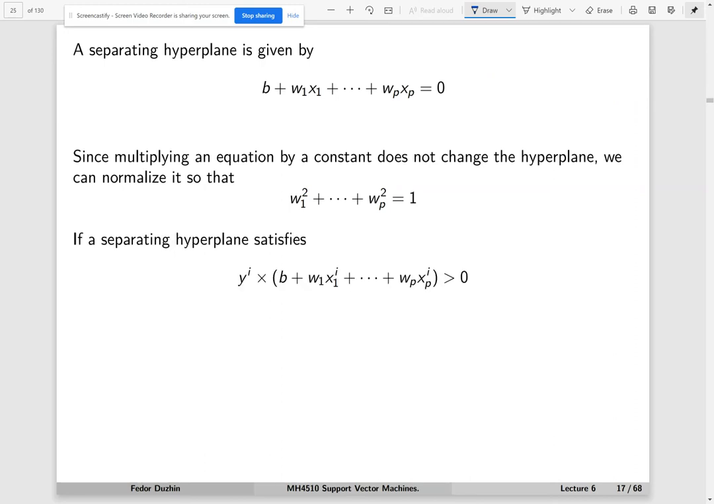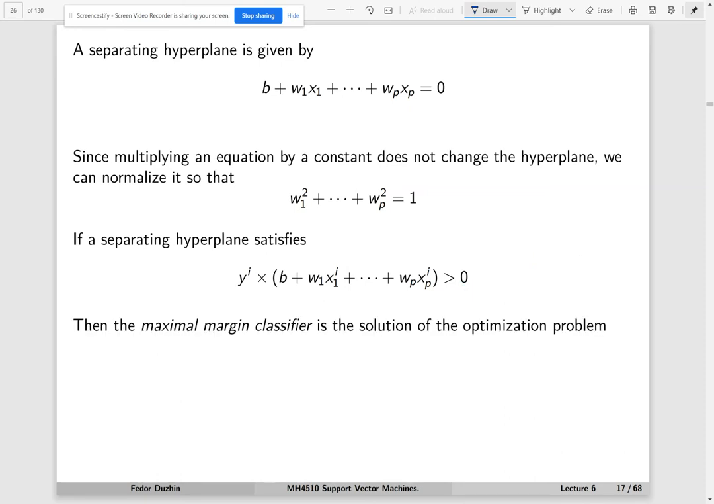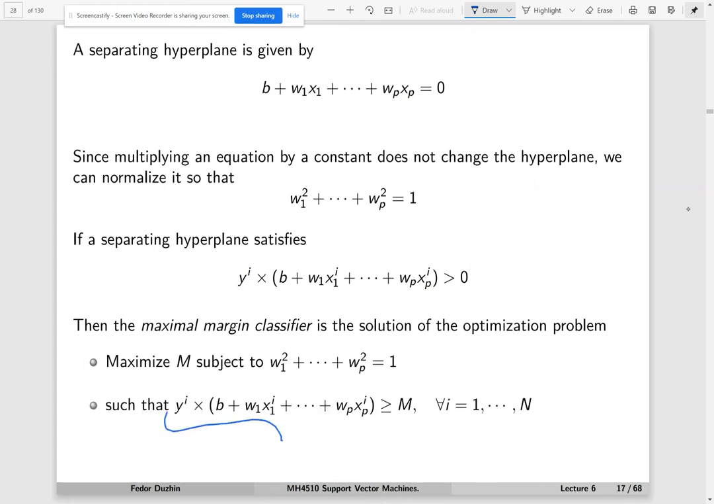Well, and then if a separating hyperplane satisfies this condition, so the right-hand side is positive, then to make the margin size as large as possible, instead of requiring it to just be positive, which defines any separating hyperplane, we will want to require it to be bigger than some number m. And we want to maximize this number m. Okay, so the maximal margin classifier is, from some point of view, the separating hyperplane that separates the two classes as well as possible, with a margin size that is as large as possible. So it is going to be the solution of the following optimization problem. We are going to maximize this m subject to this constraint, such that we have this inequality, right?